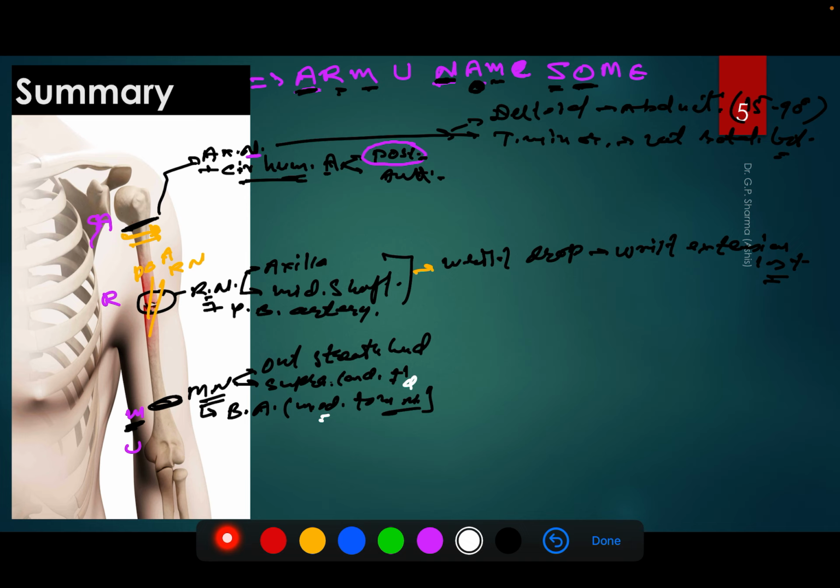So two structures are injured over here, right? So what are those two structures? These two structures are injured over here.